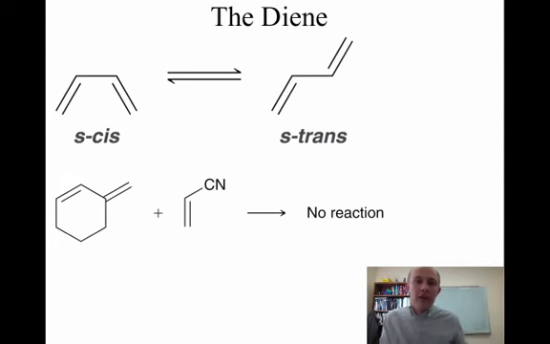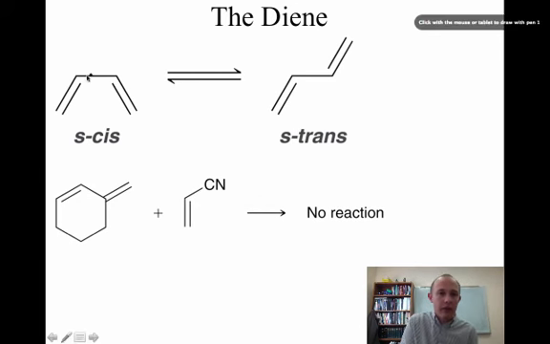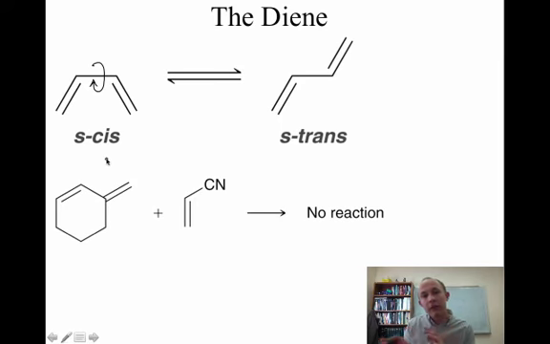Okay, so now we've talked about the dienophile. Now let's talk about the diene. We know that single bonds can freely rotate, so this thing is constantly spinning around. And so we call these two conformations of the diene the s-cis, which just means that the single bond is in the cis conformation, or what we've called previously the eclipsed conformation, or this would be the anti conformation, or the s-trans.